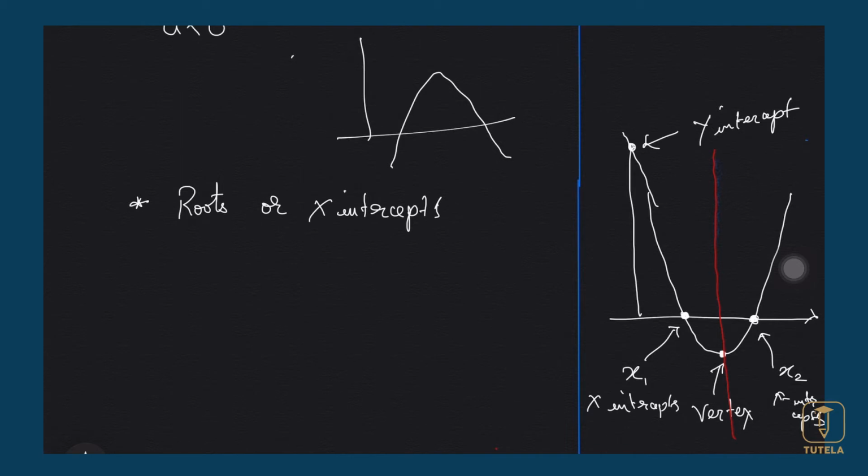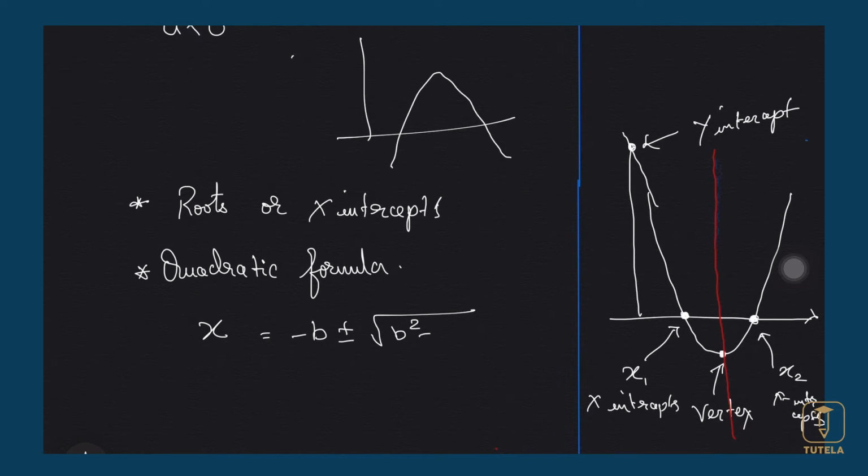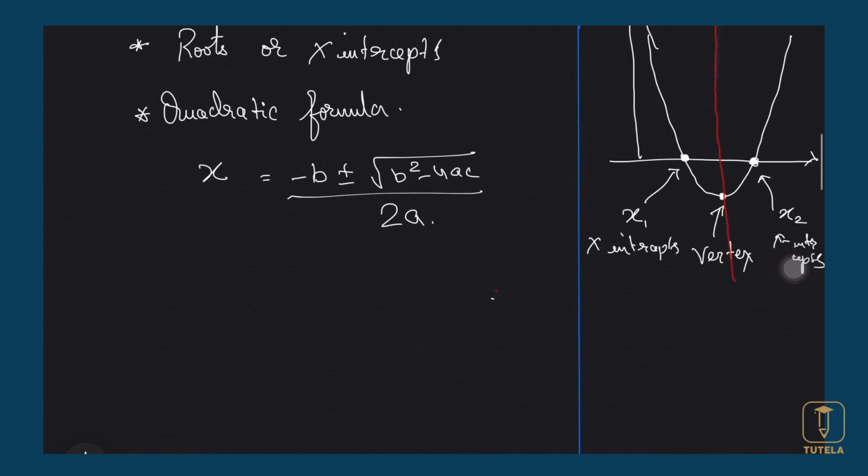To find roots or x-intercepts, we have multiple methods, one of which is the quadratic formula, where the x value is given by minus b plus minus root under b square minus 4ac, by 2a. I'll take an example and try to solve this using the quadratic formula.